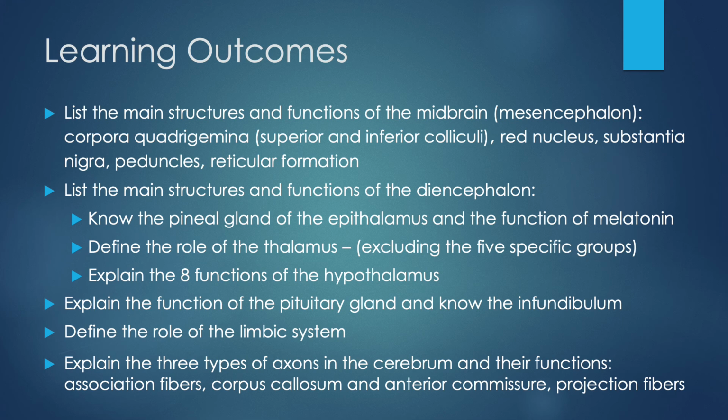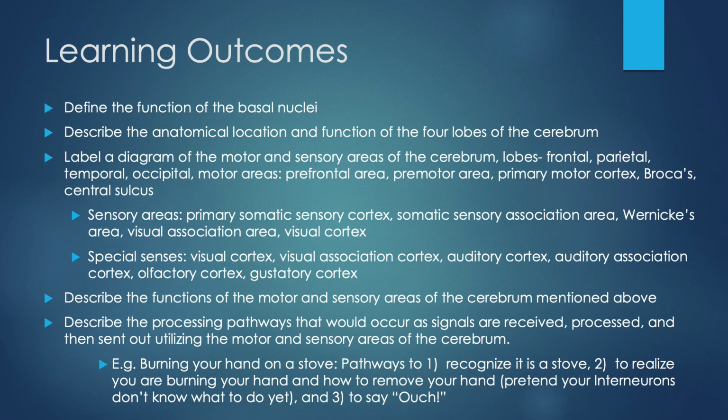is and where it is, define the role of the limbic system, and to explain the 3 types of axons that are present in the cerebrum and what their functions are. So this will include association fibers, the corpus callosum and the anterior commissure, and projection fibers. You'll define the function of the basal nuclei, describe the anatomical location and function of the 4 lobes of the cerebrum, to label a diagram of the motor and sensory areas of the cerebrum, including all 4 lobes being the frontal, parietal, temporal, and occipital lobes.